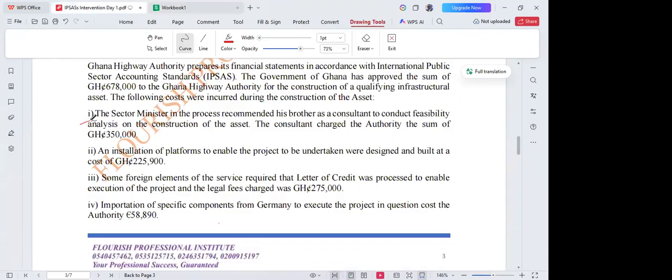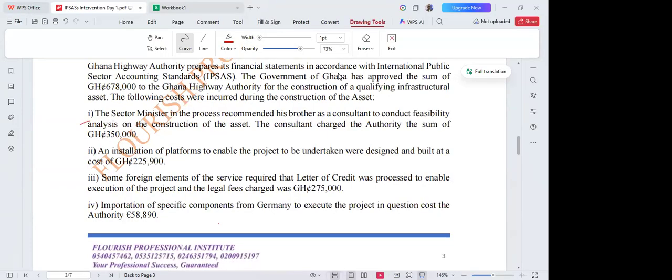It says the sector minister recommended his brother as a consultant to conduct feasibility analysis on the construction of the assets. The consultant charged the authority the sum of 350,000. Are you going to consider this cost? No. Why no? Ransford, you understand? Go ahead. Because of the relationship. Okay, so you're right. Because of a relationship, we shouldn't account for 350,000. So what should we account for? Should we not bring it at all?